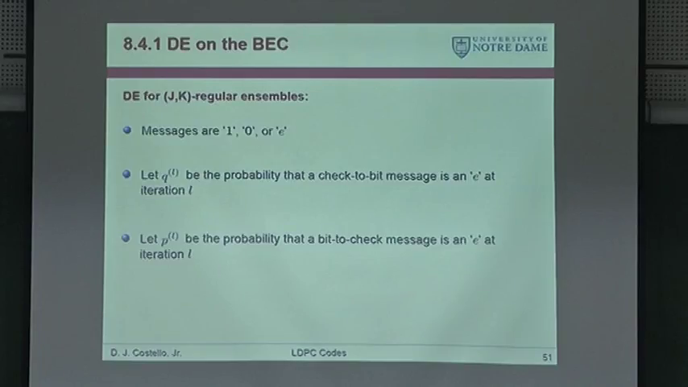So we're going to look at it, of course, on the erasure channel because it's much less complicated mathematically. The procedure's the same. It's just that the math gets more complicated, even for the binary symmetric channel and certainly for the Gaussian channel. So in the erasure channel, we know there are only 3 messages that we pass. We're going to let Q sub L be the probability that a check to bit message is an E at iteration L. So we're tracking things here iteration by iteration. P sub L will be the probability that a bit to check message is an E at iteration L.